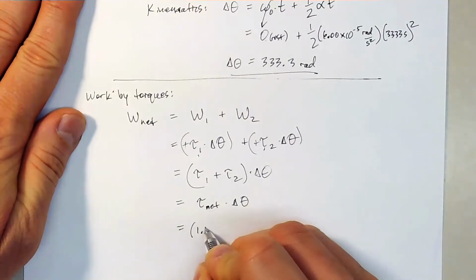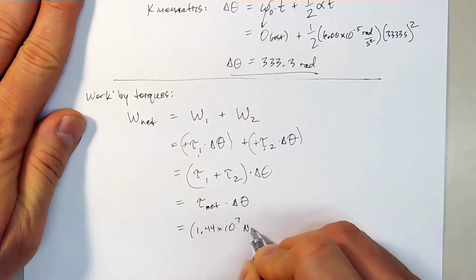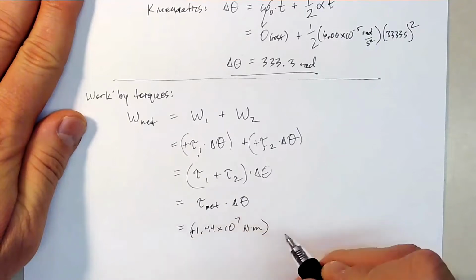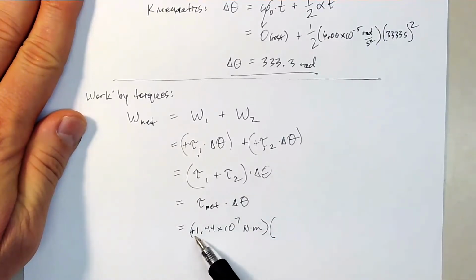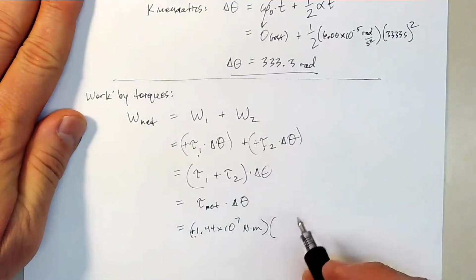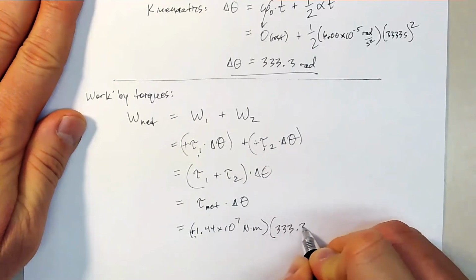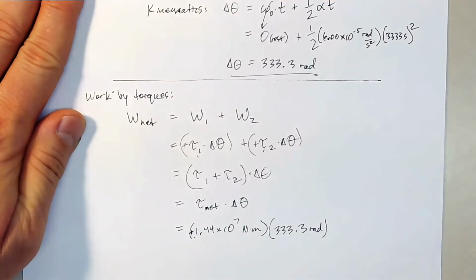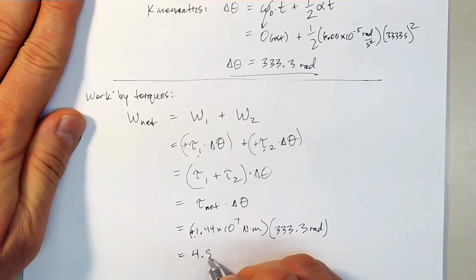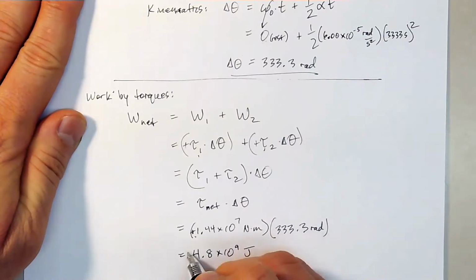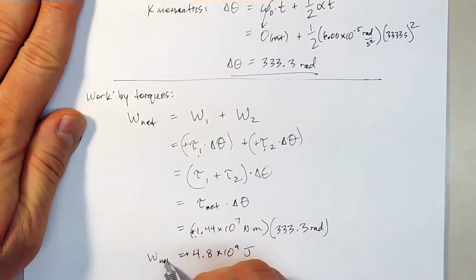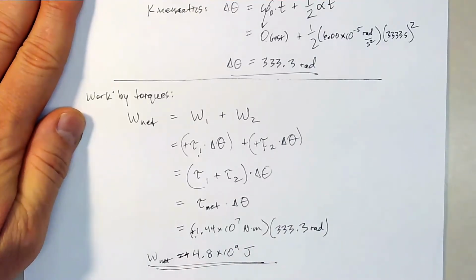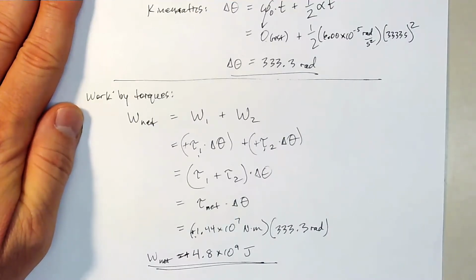So this is 1.44 times 10 to the 7 Newton meters. Okay, and that was in the positive direction, positive sense, counterclockwise. And then delta theta is 333.3 radians from right there. And sure enough, this comes out to be the same answer. So it's again a gain, positive 4.8 times 10 to the 9th joules. So 4.8 gigajoules. So that's an alternative way to solve the same problem.